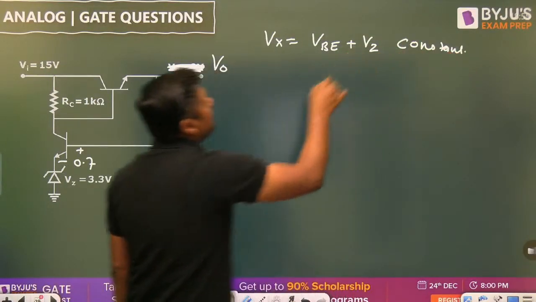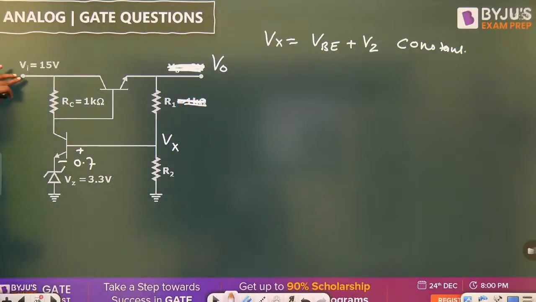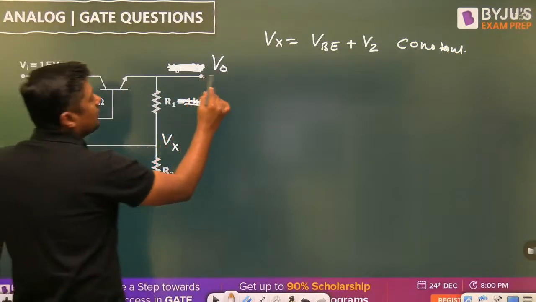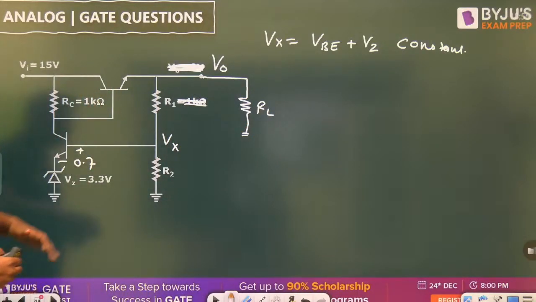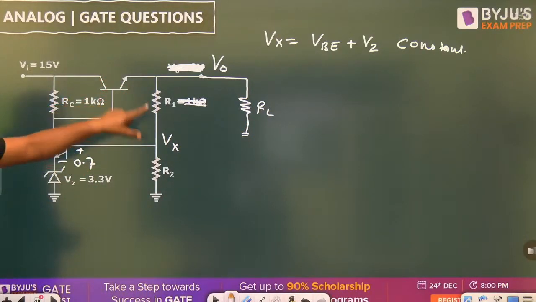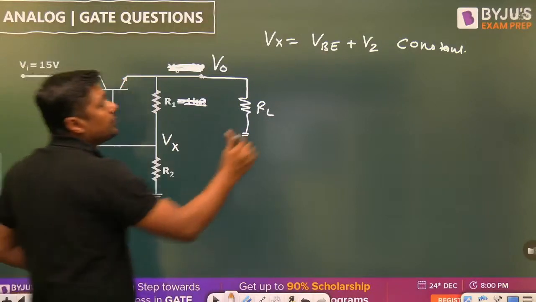That is constant, VB plus Vz. It is independent of what? Vi, and independent of what? RL. We are connecting RL here. Then according to the voltage division rule, what is the relation between Vx and V0?